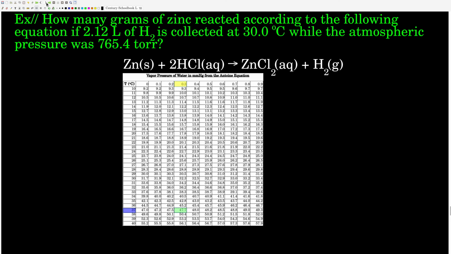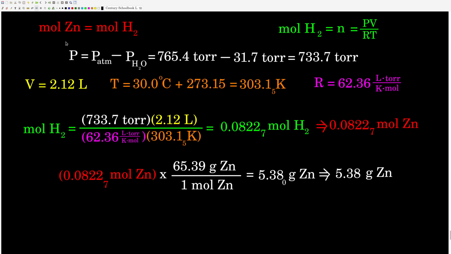Welcome back. All right. So moles of zinc is equal to moles of hydrogen. We can get the moles of hydrogen from the ideal gas law, n equals PV over RT. First thing we're going to do is take that atmospheric pressure we're given and subtract out the vapor pressure of water at 30.0 Celsius, because that was the temperature we're given. This 31.7 here, I got from the table. Now, the table's in millimeters of mercury, these are torr, but remember, torr and millimeters of mercury are essentially the same, so we can just substitute one for the other.